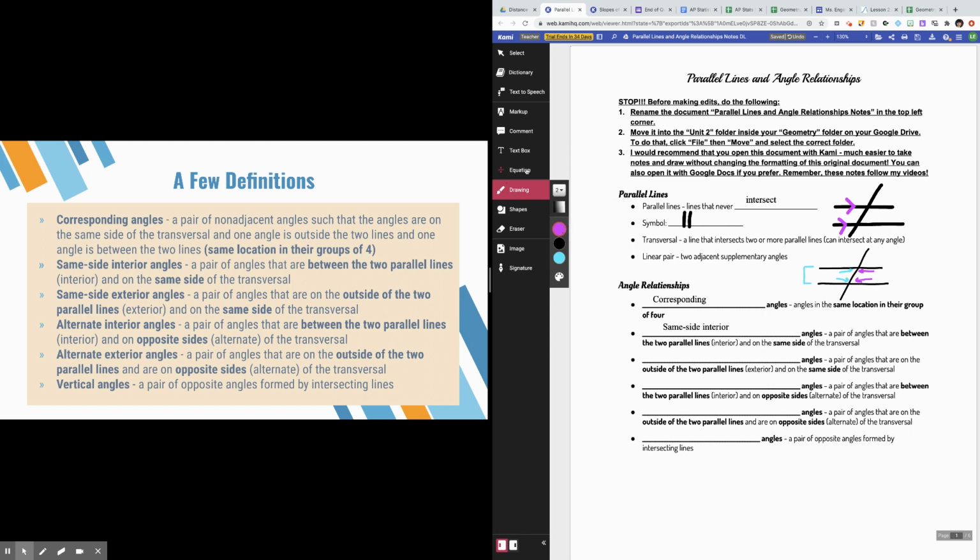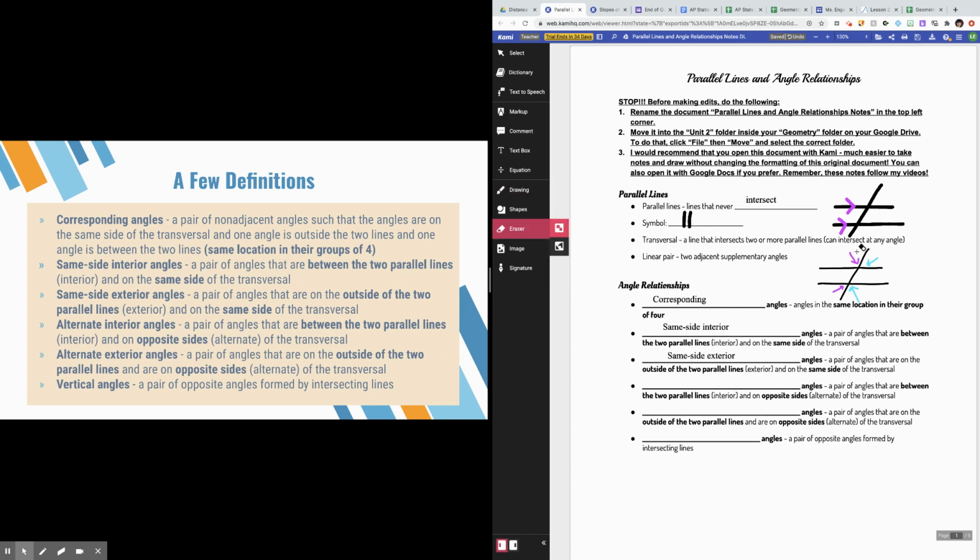Then you can probably guess the next one here, same side exterior angles. Same side exterior angles are a similar idea to the interior ones, in that they have to be on the same side of the transversal, either the left or the right, but they have to be outside of the parallel lines. So like this angle and this angle are same side exterior angles, and then this one and this one are same side exterior angles.